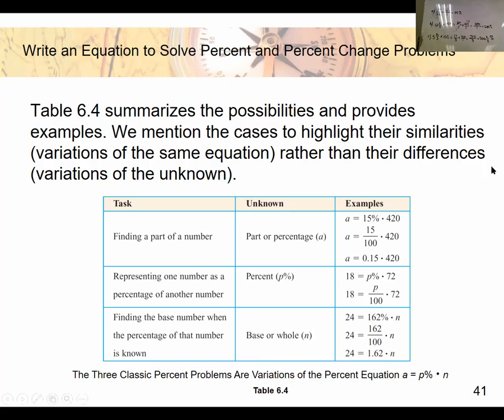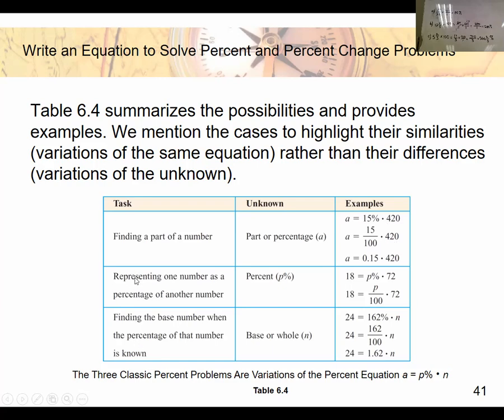So one of them is finding the part of a number, which is of course A. That would be the unknown. And these are just some examples of that. A is equal to 15% times 4/20ths. And then the next one is A is equal to 15 over 100 times 4/20. And then the last one, A is equal to 0.15 times 4/20ths. Here they're just writing it in 3 different ways.